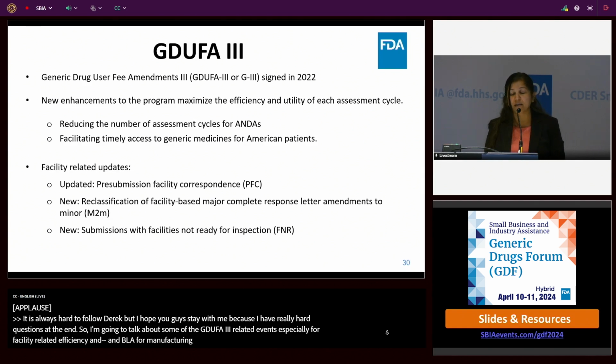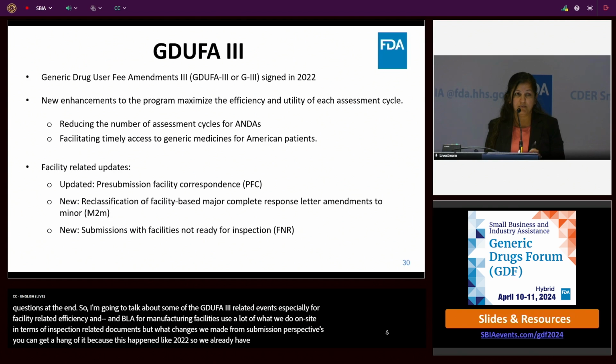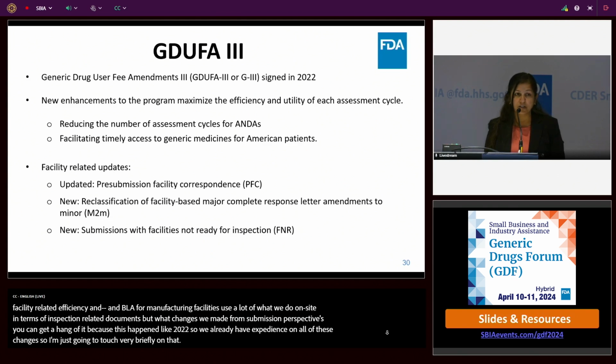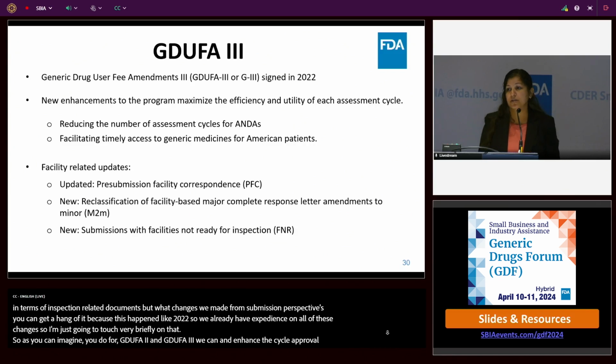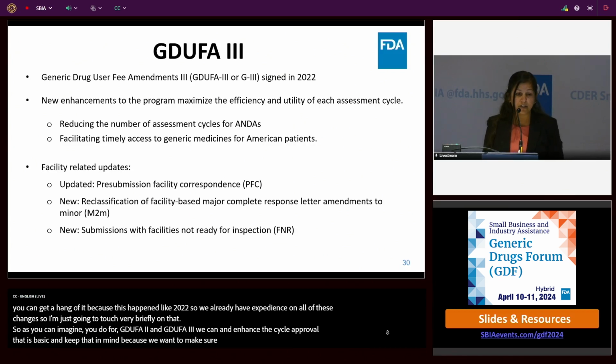This happened in 2022, so we already have a year's worth of experience on all these changes. I'm going to touch very briefly on that. As you can imagine, with GDUFA 1, 2, and 3, we are making improvements so that we can enhance the assessment and enhance first cycle approval. That's the basic goal, and keep that in mind because we want to make sure that we facilitate timely access to patients.